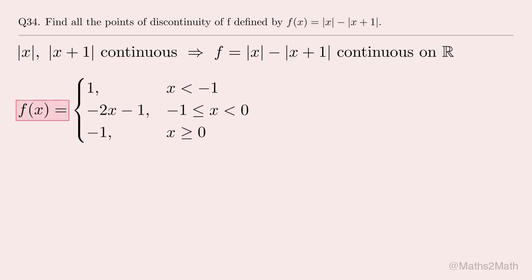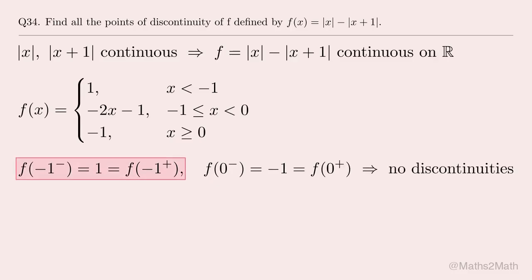Concretely, resolving the two moduli over the three ranges gives a piecewise form whose pieces meet. Value 1 up to -1, then a descending line, then -1. At -1, both sides give 1. At 0, both sides give -1, no jumps anywhere. F has no point of discontinuity.